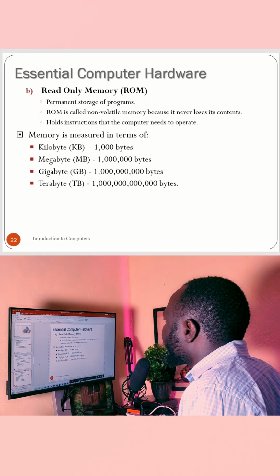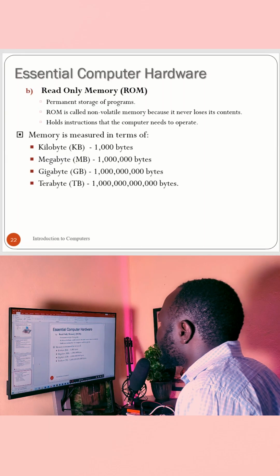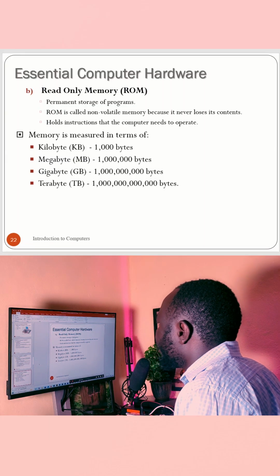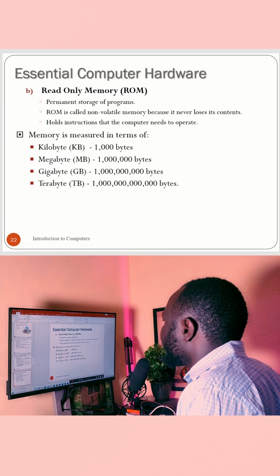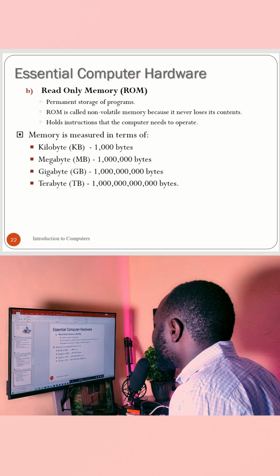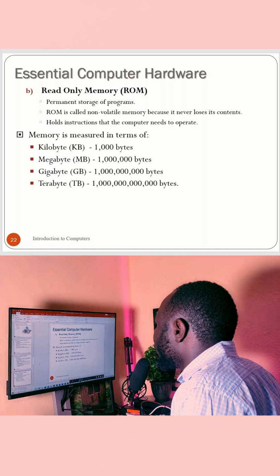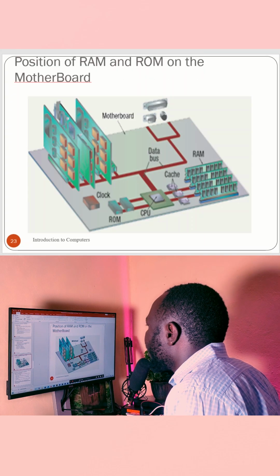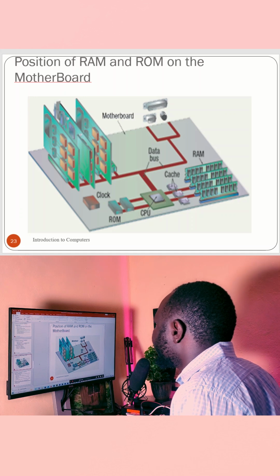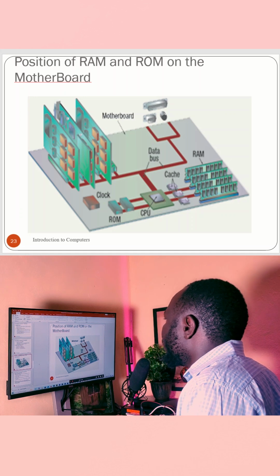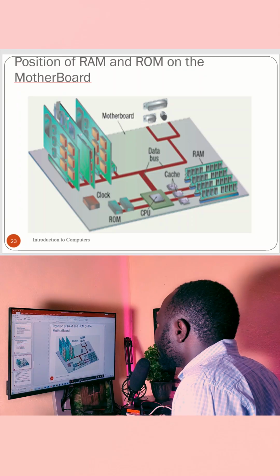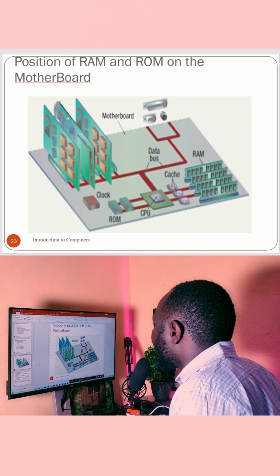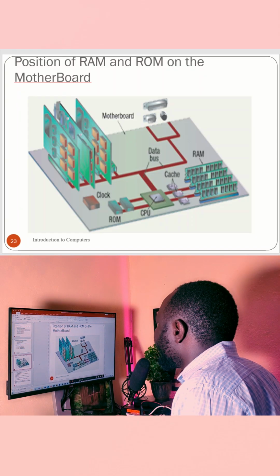Then we have the different conversions of the memory that you're seeing on the screen here. We have kilobytes, megabytes, gigabytes, terabytes, and the units of conversion are written on the right hand side, as you can see. Then they are also showing us the position of the RAM on the motherboard. What is a motherboard? A motherboard is a point of attachment of every hardware component of a computer, be it part of the computer or a peripheral device.